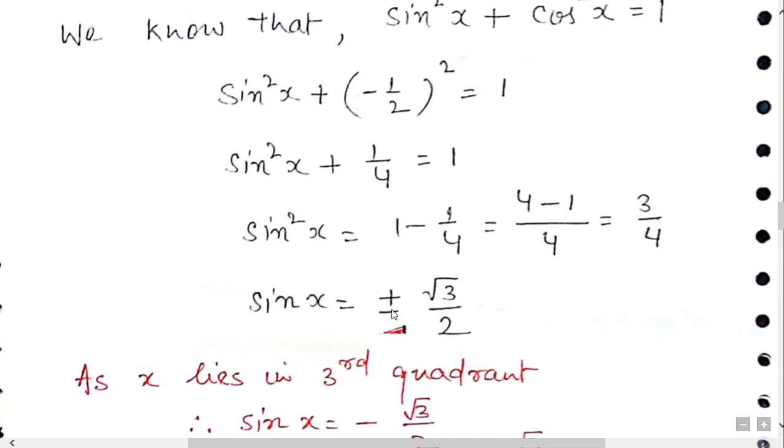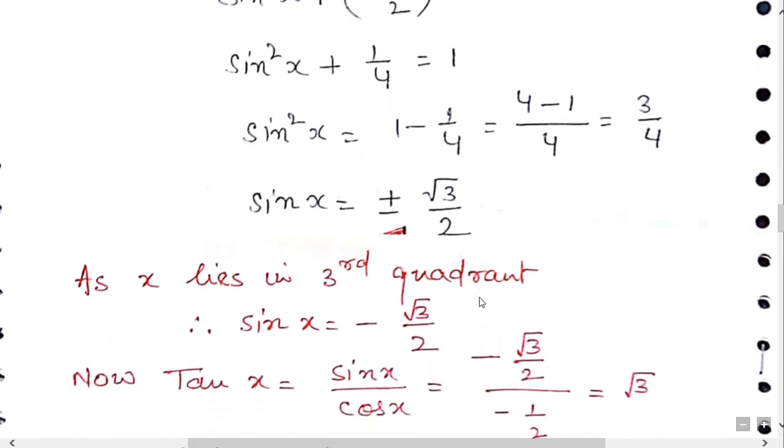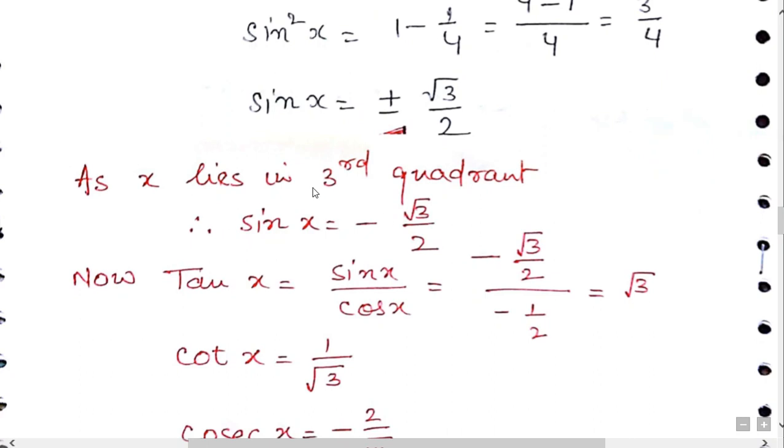Because this value is in square, it means two answers are there. One is positive and the second is negative. As the angle lies in the third quadrant, it means sin x is negative. Now insert the value of sin x and cos x. You can calculate the value of tangent x.